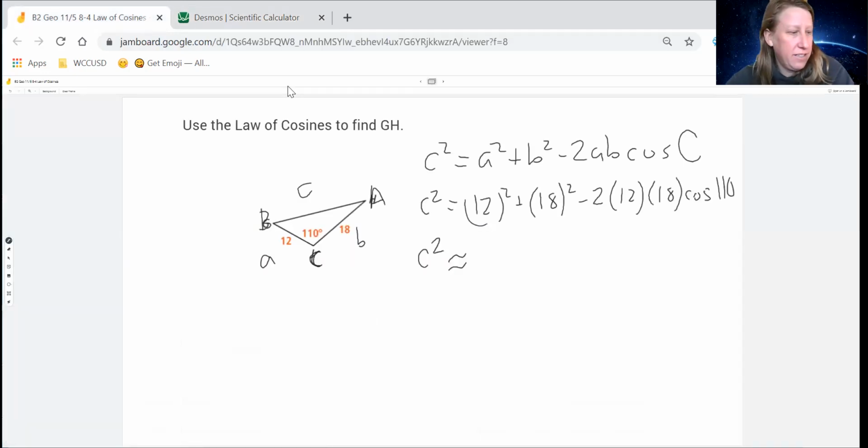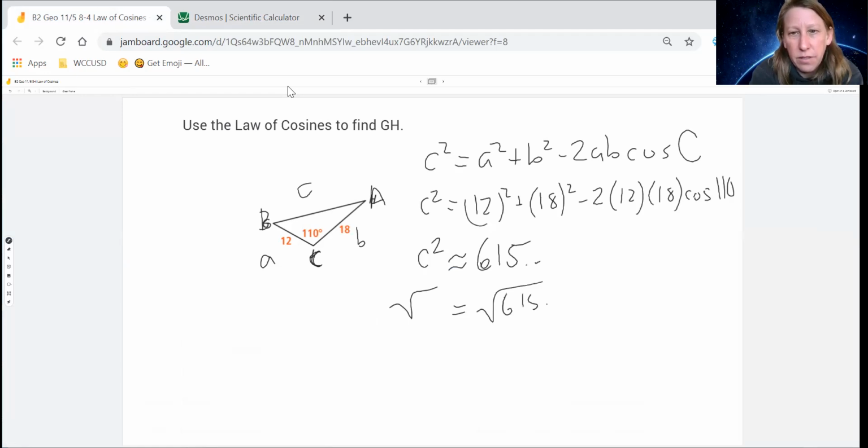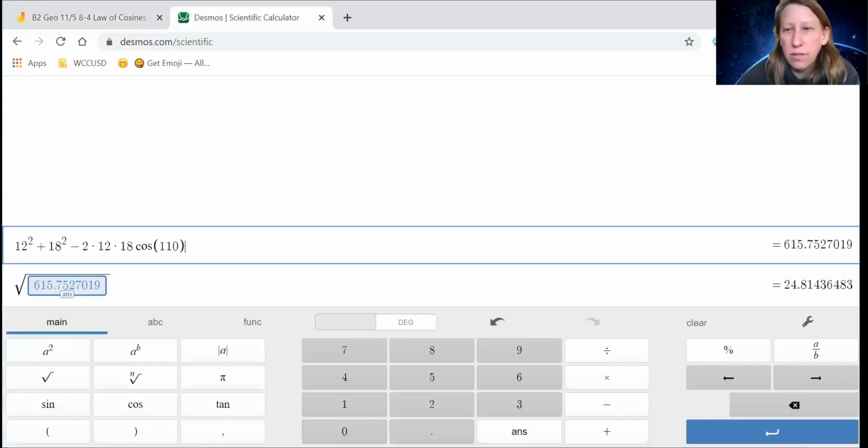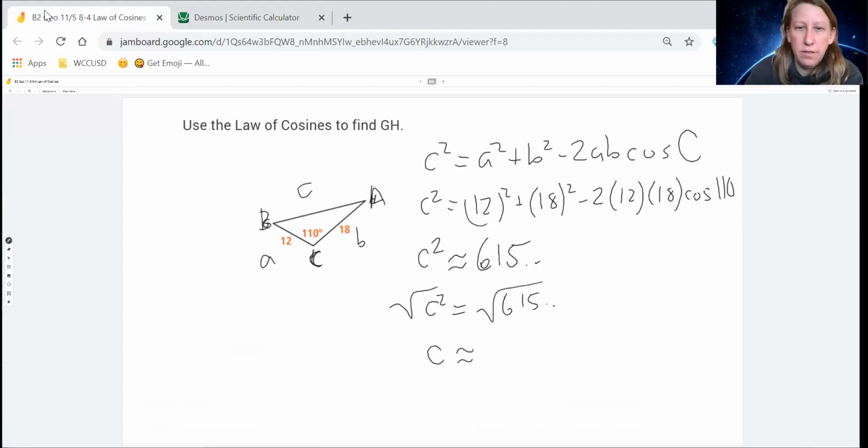615.7 and then 8. And it was 615-ish. And then square root both sides. I'm just going to put some decimals here. And then I get C. And it told me it's about 24.8. Was it reasonable? Yeah, that angle is pretty wide open, so looks good to me.